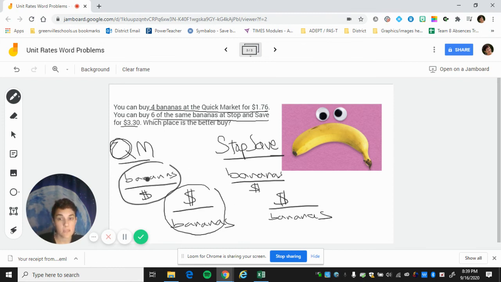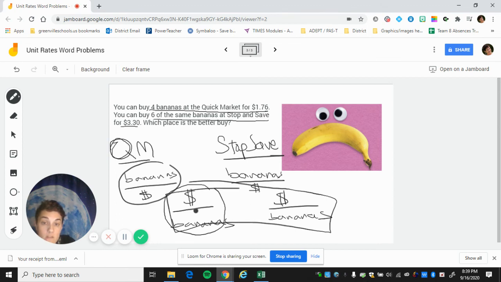Honestly, one of these is going to be easier. You can do both, but one of them is easier mathematically, like the division is easier. So you could even try both ways and find out which kind of unit rate you prefer. At any rate, you have to choose one form of unit rate so that you can compare them. You can't compare bananas per dollar to dollars per banana. You have to pick one.